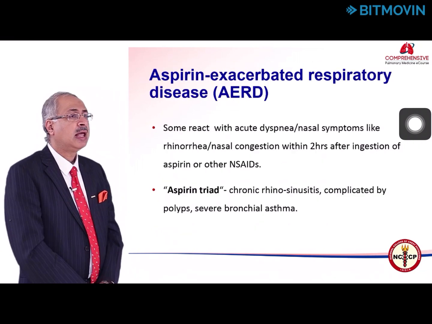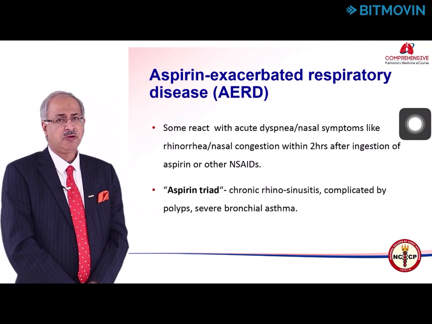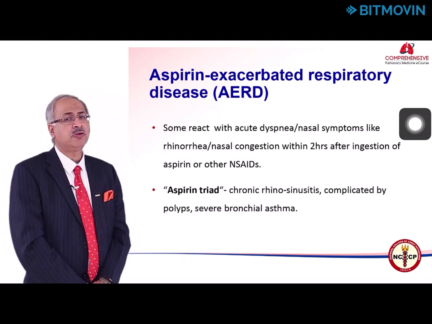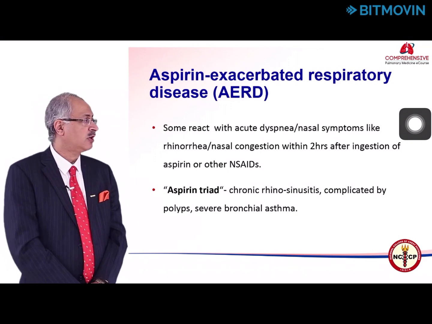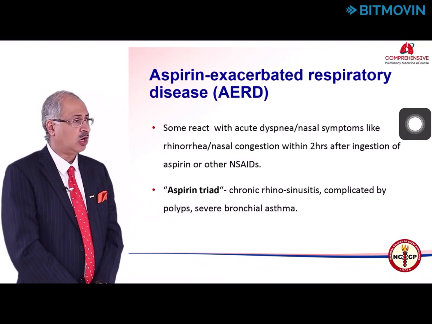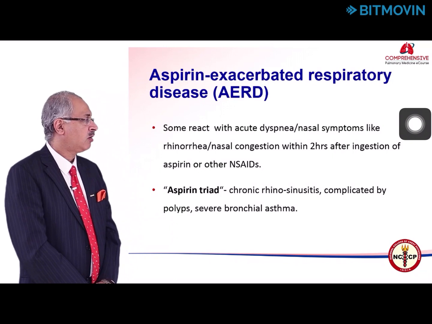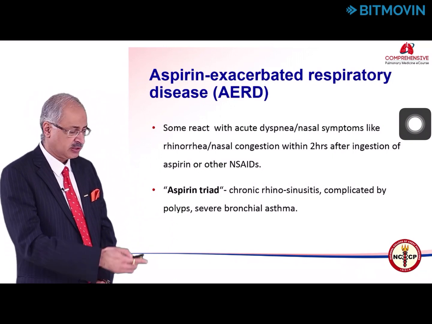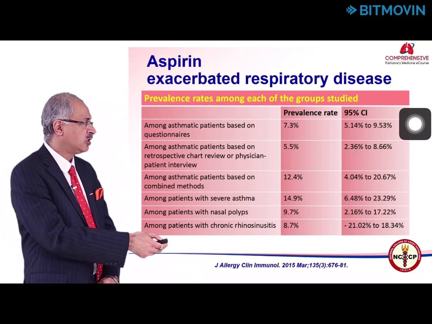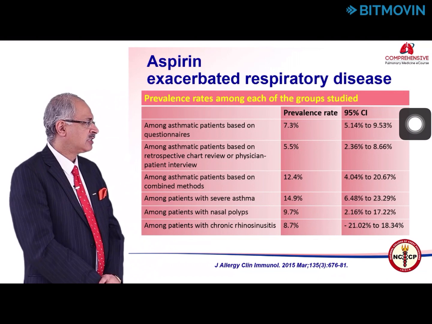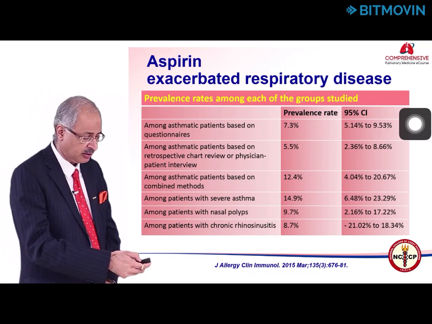That's important to remember. Another interesting aspect is called aspirin exacerbated respiratory disease, which is now known as a special phenotype of asthma. In this case, some will react when you take a non-steroidal anti-inflammatory drug or aspirin. You will find that there can be acute breathlessness, nasal congestion like rhinorrhea or nasal obstruction along with the presence of polyposis. What we see in these cases is the classical aspirin triad syndrome, which we call chronic rhinosinusitis, complicated by polyps and severe bronchial asthma. In the various series, it is between 5.5 to 7.3 percent, and you will see that in asthma patients with severe disease the incidence is much higher, and usually these patients have associated rhinitis.